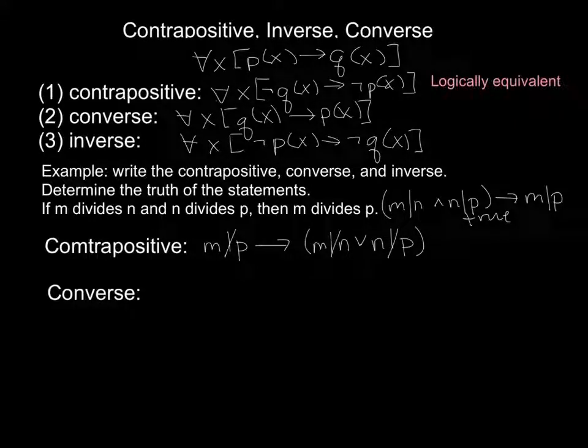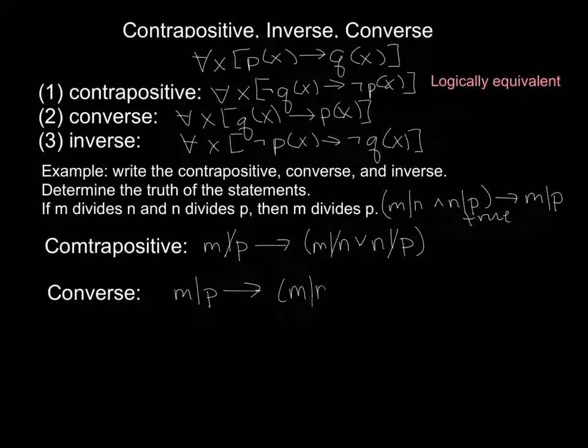Next is the converse, that says we take the conclusion and we imply the assumption. So for this example, we're going to take the conclusion, m divides p, and we want to imply the assumption, m divides n and n divides p.